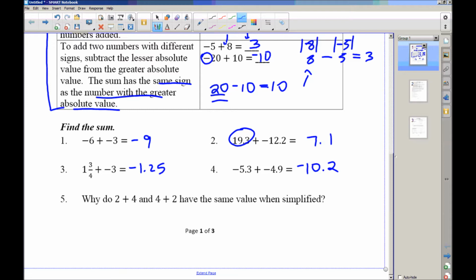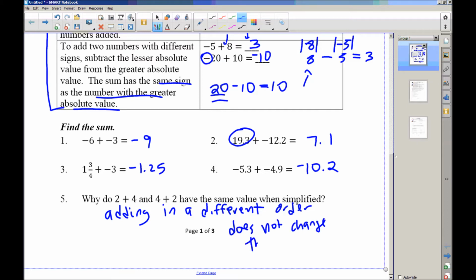All right, so why do 2 plus 4 and 4 plus 2 have the same value when simplified? And the answer to this is adding in a different order does not change the result. Okay, so you can add in any order you want.